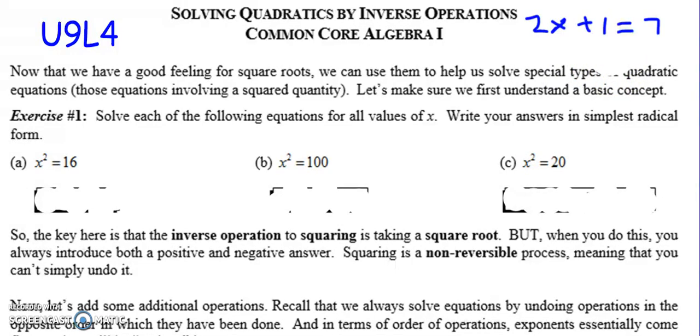So we'll just start. These first ones are kind of easy. Now you could solve these by factoring. You could set them equal to 0 like you normally do, and then this would turn into a difference of two squares and you could factor it.